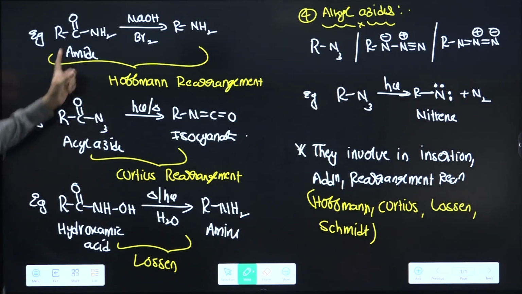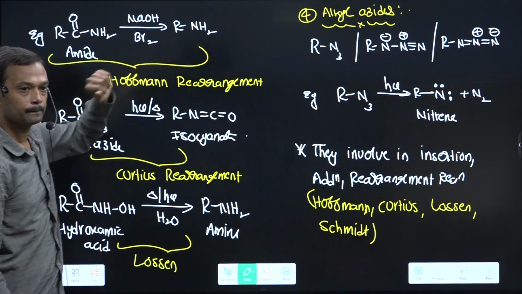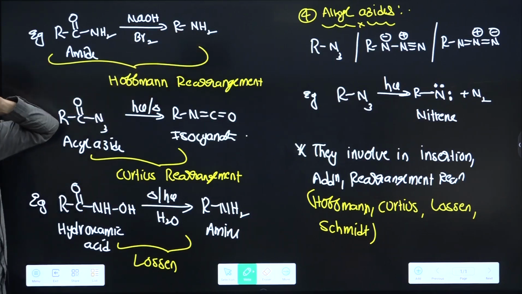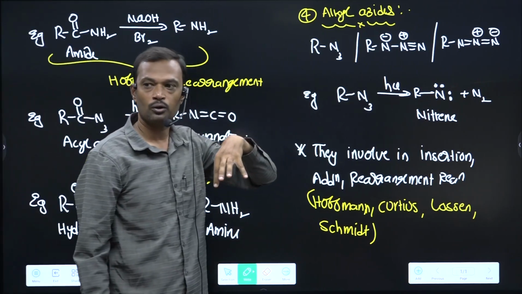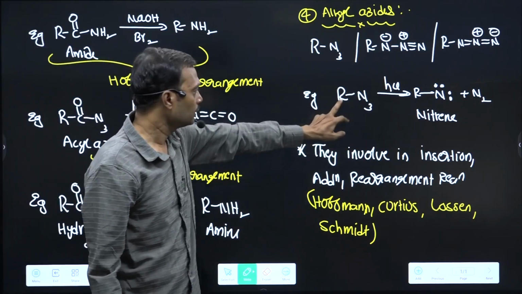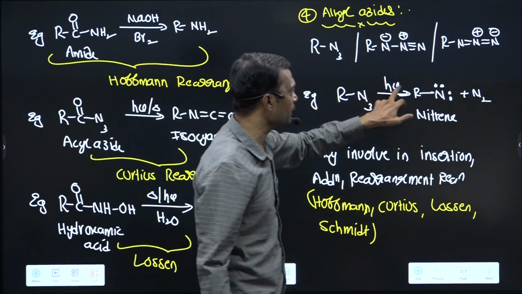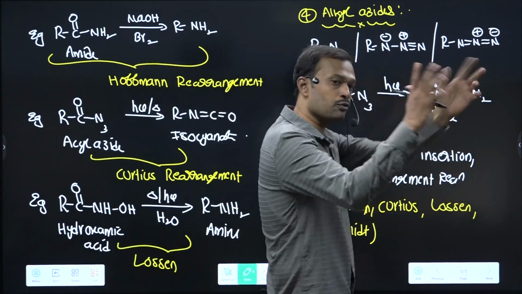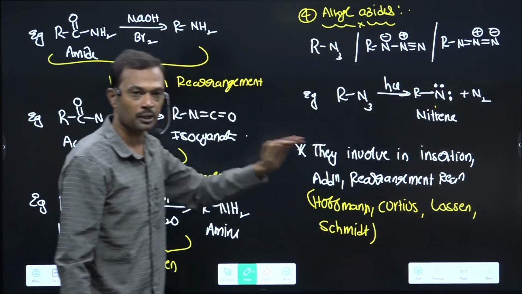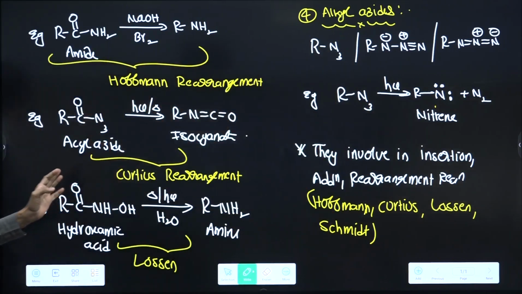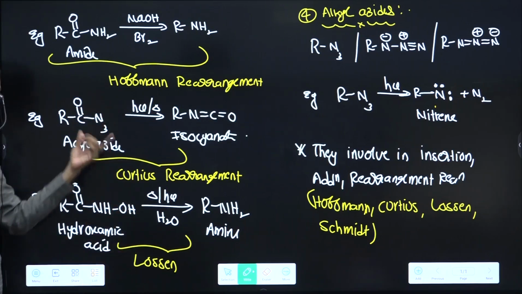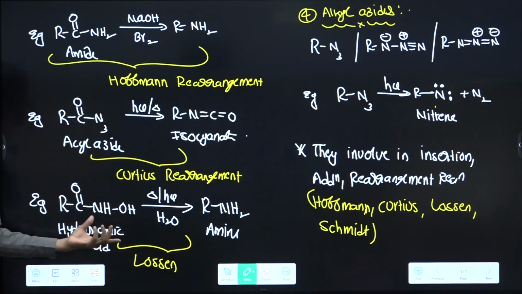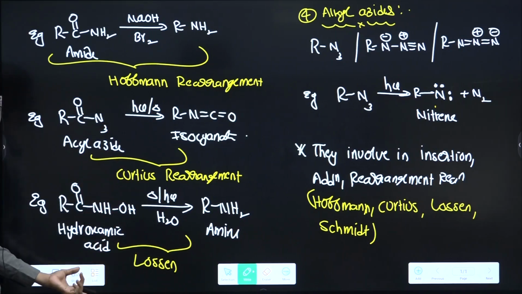Hoffman, primary amide to amine. Intermediate is what? Nitrene. See, our concept is not nitrene. Our molecule is alkyl azide. When alkyl azide is photochemically irradiated, what is that? Nitrene. Nitrene further undergoes chemical reactions, which you need to know. Mostly insertion, addition, rearrangement reactions. Hoffman, Curtius, Lossen and Schmidt are the top reactions of nitrogen rearrangements.